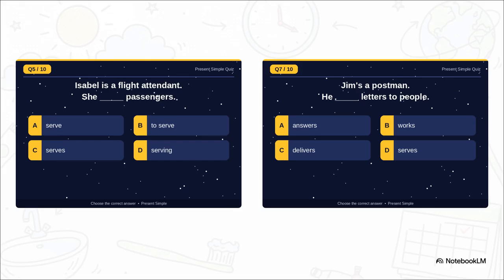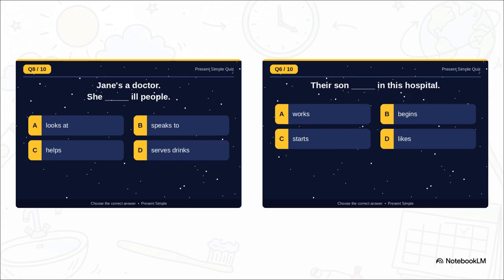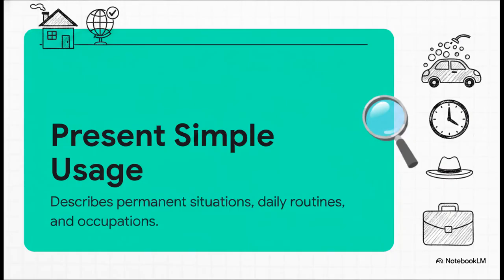We specifically use the present simple to describe things that are generally true and part of an established routine. And this pattern just continues perfectly. Because it's her permanent career, Jane the doctor helps ill people. And even without an exact title, their son works in this hospital. The grammar perfectly aligns with the reality of a steady, ongoing situation. Let's really crystallize this concept.